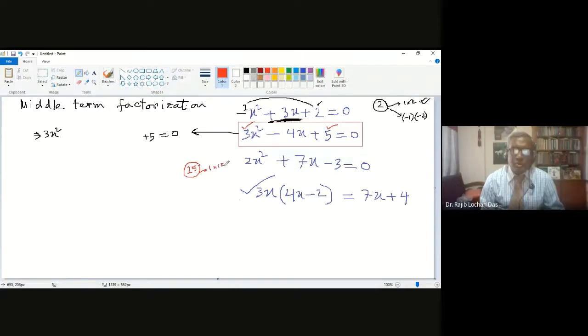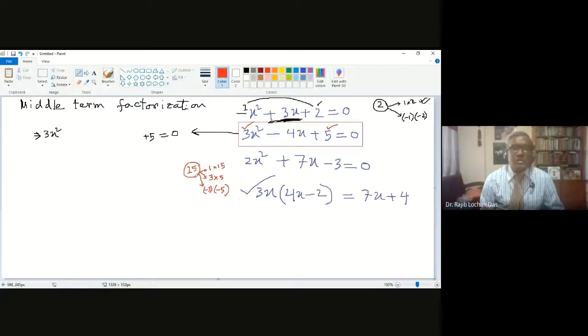It is possible. So is it working here? No, sir. Think about other possibility. You can think 3 and 5. You can also think minus 3 and minus 5. Both plus and minus are possible. So which one is working? Minus 3 and minus 5. Is it working? No, because the middle term is minus 4. So minus 3 minus 5 not working. Plus 3 plus 5 not working.